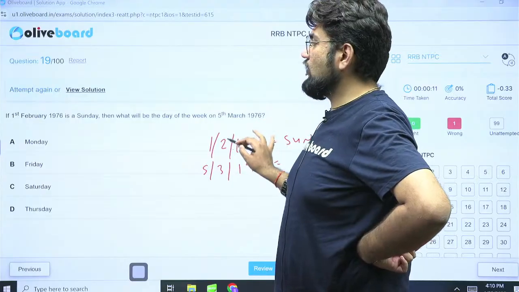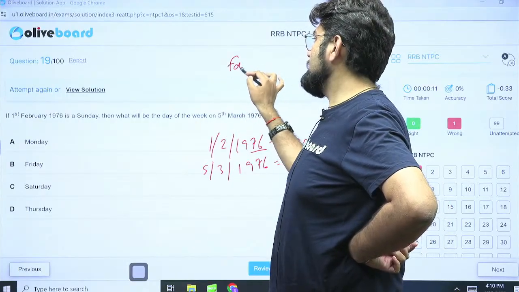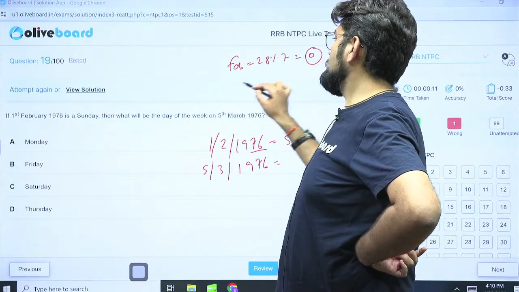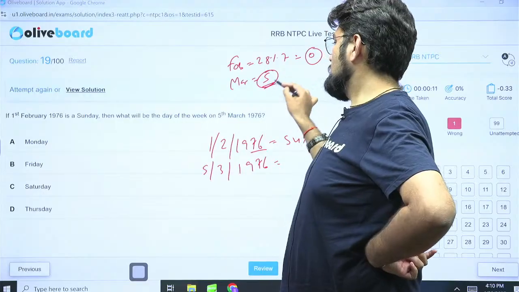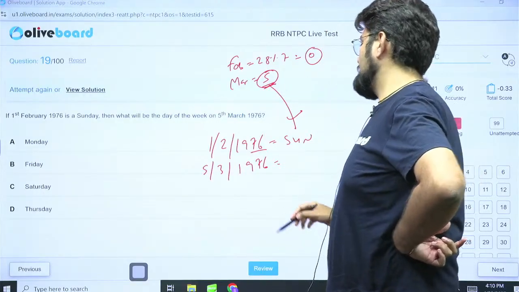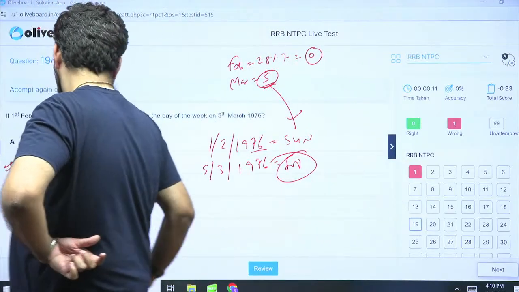Now in February we are already done with 1. So 29 days will be there. So for February we will have 28 days which are left. So remainder with 7 will give you 0 odd days in February. And in March you only have to go till 5. So 5 is the number of odd days. So 5 added in Sunday will give us our answer. 0 plus 5 is 5, that is Friday. Option B is the correct answer. It's that simple.